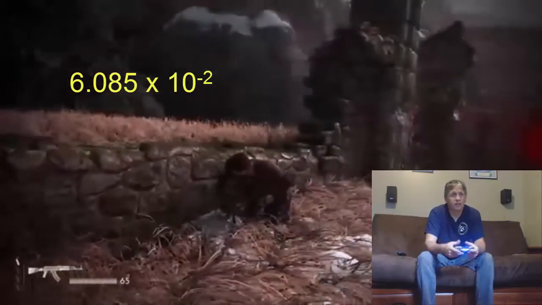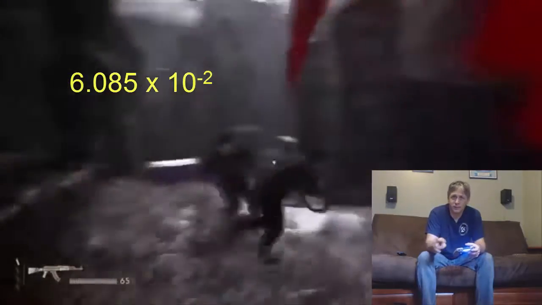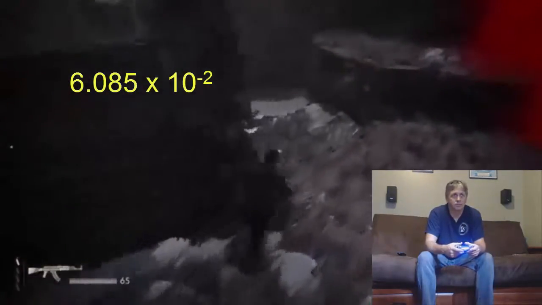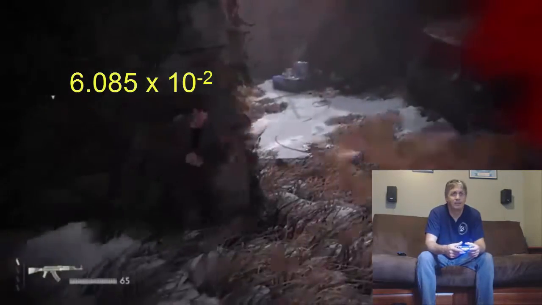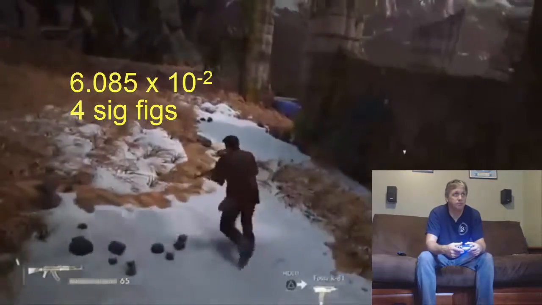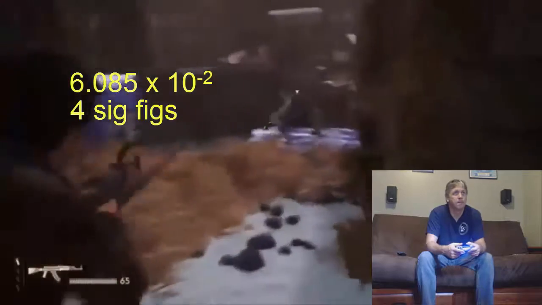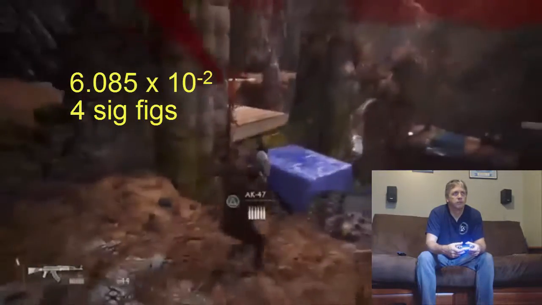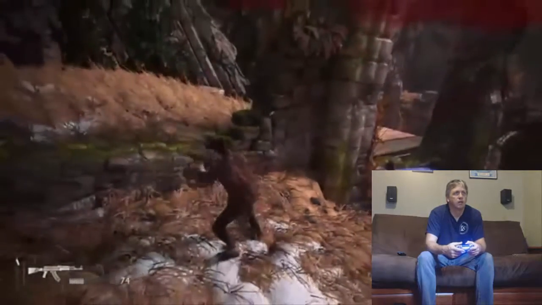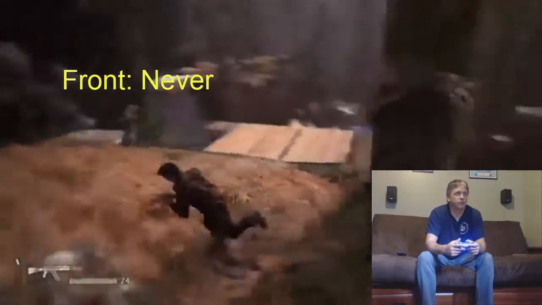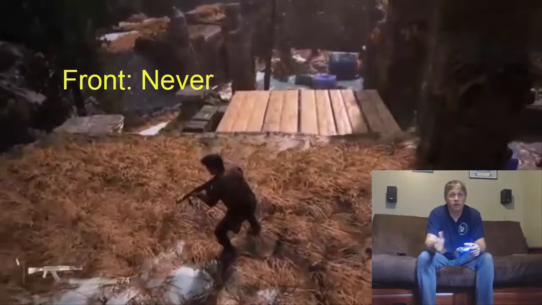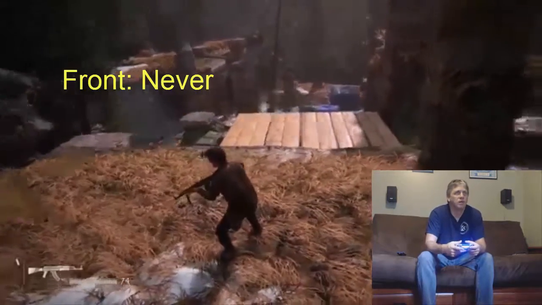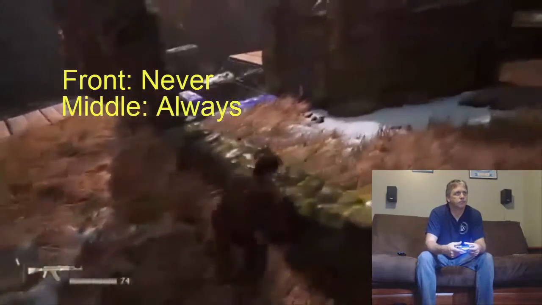When you convert to scientific notation, that 0 between the 6 and the 8 doesn't go away because it's not a placeholder. It's part of the proper measurement, the proper number. So again, the ones in front, they're never significant. The ones between two other numbers, the ones in the middle, they're always significant.